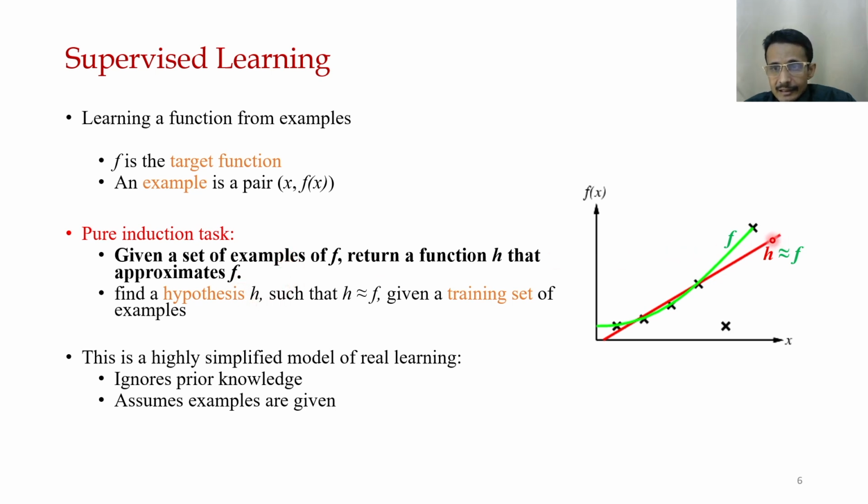And since the nature of this hypothesis function is linear in this example, we can say it is linear regression. It's a very straightforward, simplified process, because it does not require any prior knowledge, and these examples have been given. So essentially what is important here is that we have to hypothesize a function h which approximates the target function f, given these data points.